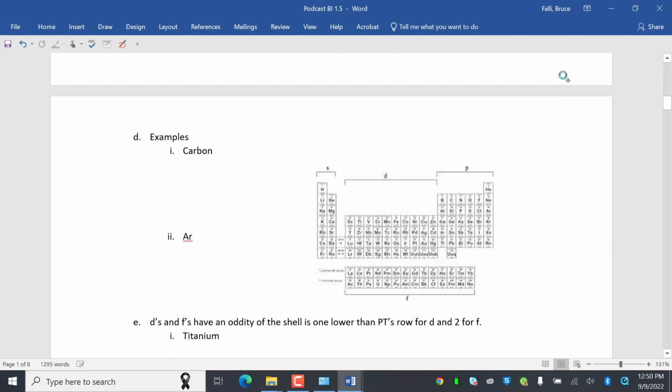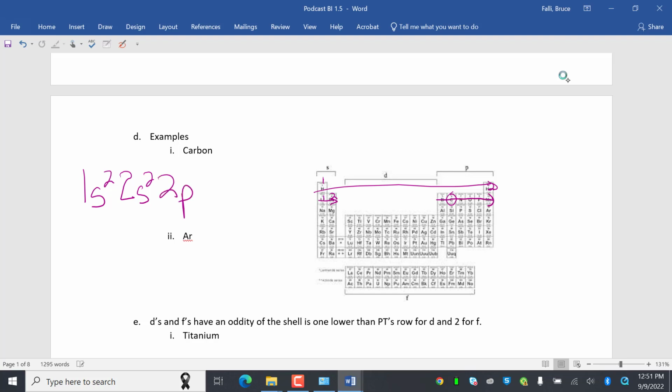All right, examples, carbon. Let's take a look. So we've got carbon right here. I'm going to start at the very beginning. I'm in the first row, S block, and I've got 1 and 2. That takes care of 2 of the electrons in carbon's number 6. 3 and 4 are going to be second row, S block, 2. Now I'm in a new block. I'm still in the second row, second energy level. Now I'm in the P block, and I don't go all the way through there. I only have to go 2. Boom, that's carbon's electron configuration.